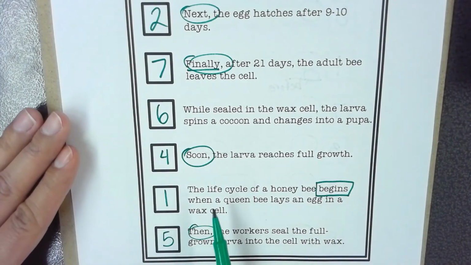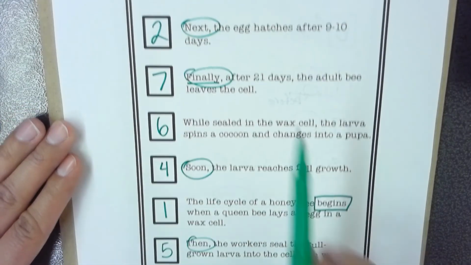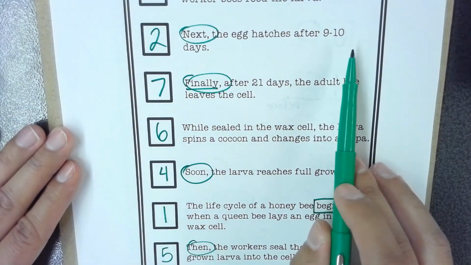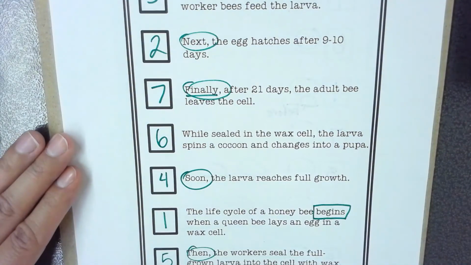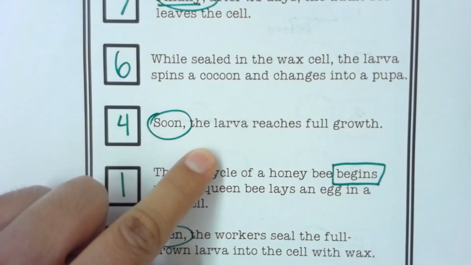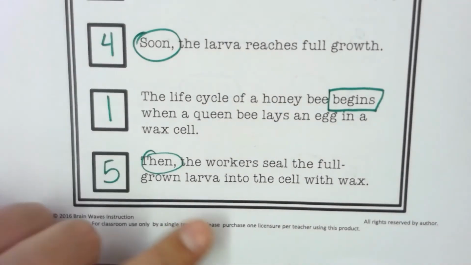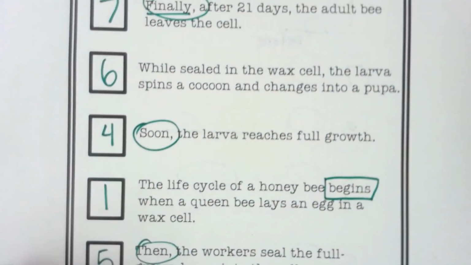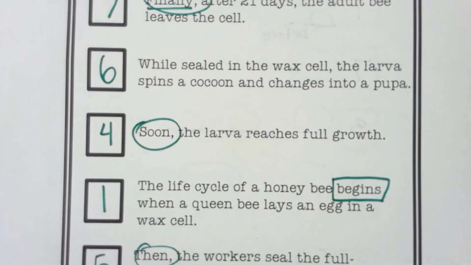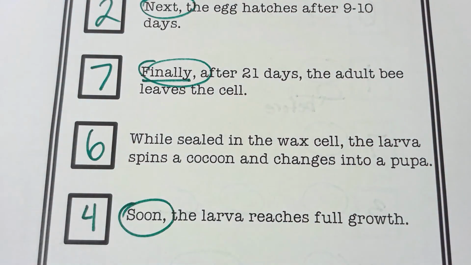So, first, the life cycle of a honeybee begins when a queen bee lays an egg in a wax cell. Next, the egg hatches after 9 to 10 days. Once the egg hatches in the wax cell, worker bees feed the larva. Soon the larva reaches full growth. Then the workers seal the full-grown larva into the cell with wax. While sealed in the wax cell, the larva spins a cocoon and changes into a pupa. Finally, after 21 days, the adult bee leaves the cell.